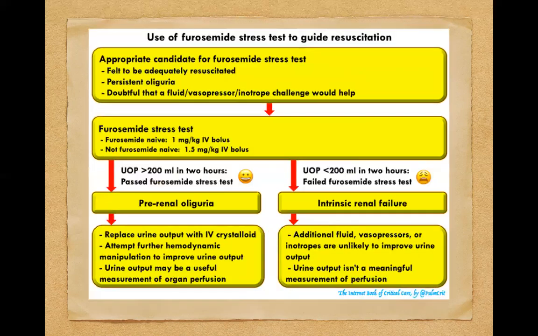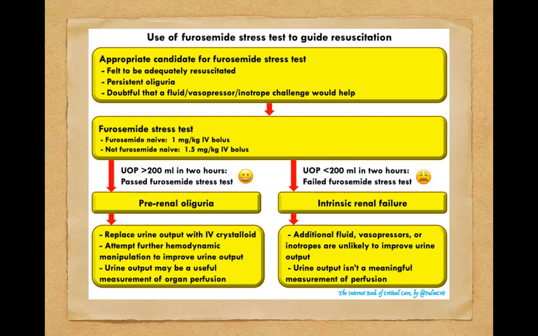So the furosemide stress test is also a nice test to guide your resuscitation. What it entails is basically a functioning kidney. In order for Lasix, or furosemide, to work, you need to have a functioning, intact nephron. So the appropriate patients that can be considered for a furosemide stress test are those you feel are adequately resuscitated with your initial measures with fluids, but they still have a persistent oliguria. And if you feel that maybe a fluid or a vasopressor or inotrope challenge wouldn't help, you can try the furosemide stress test.